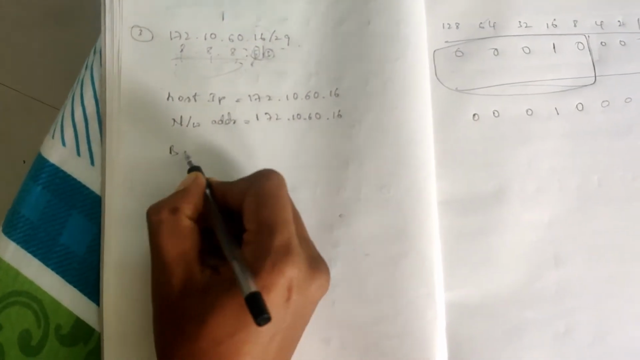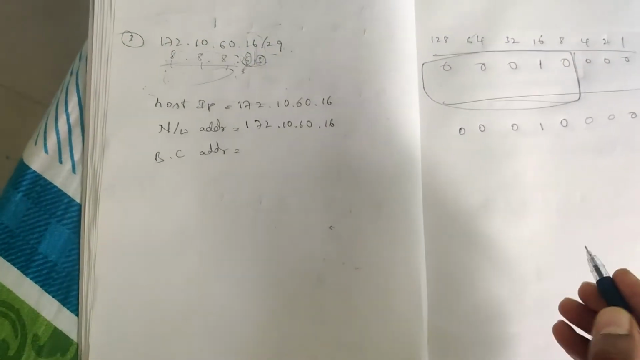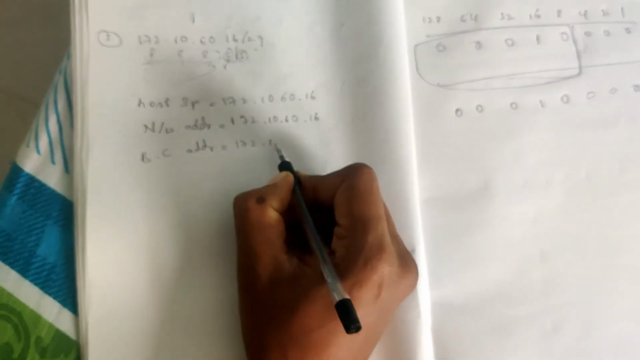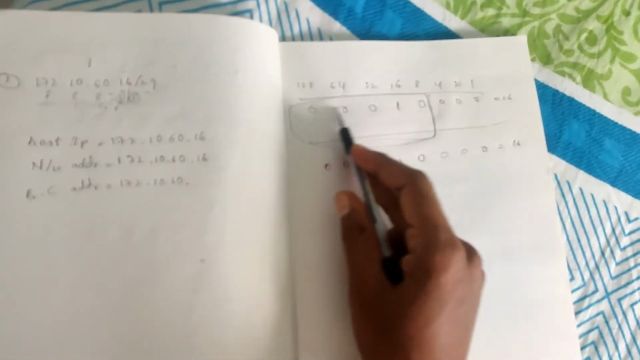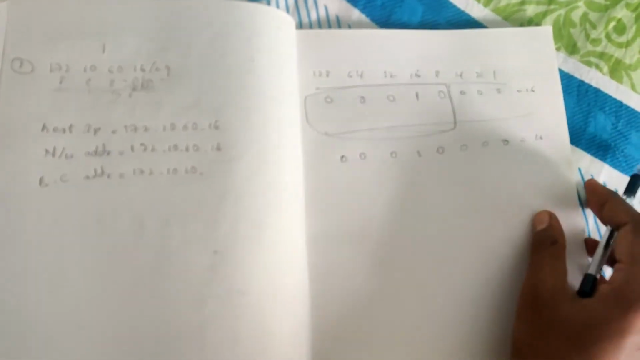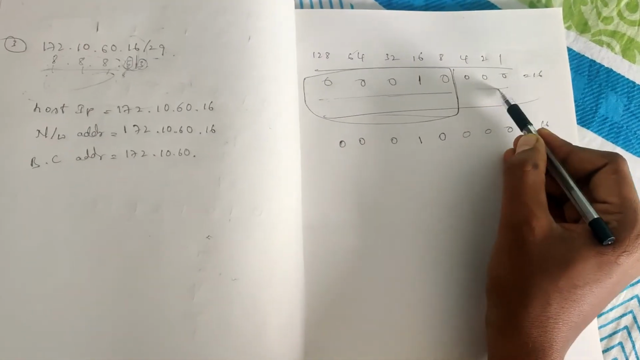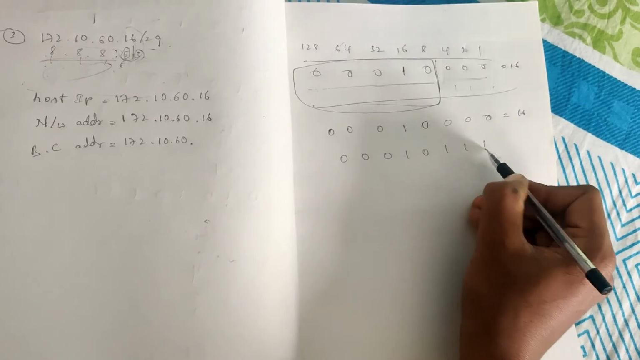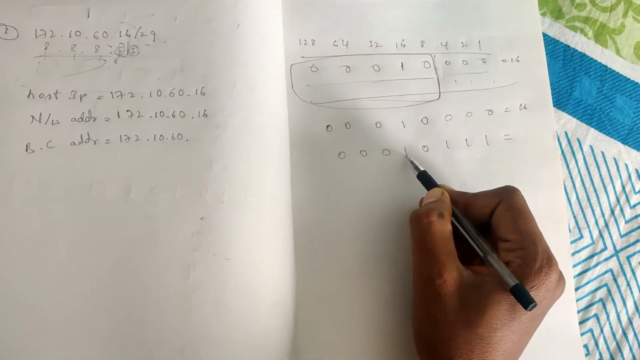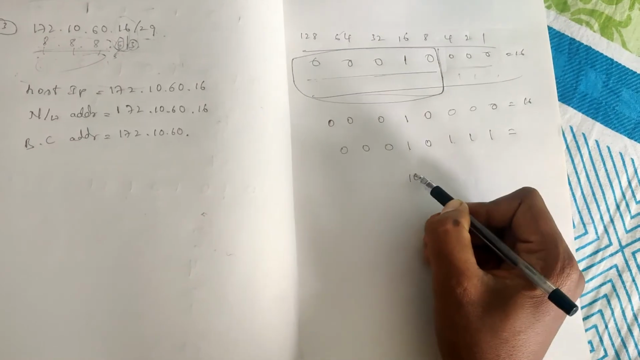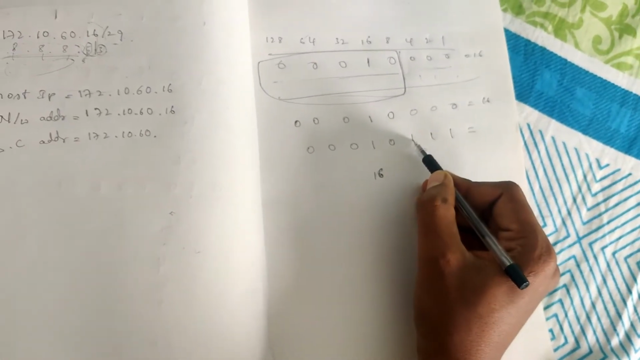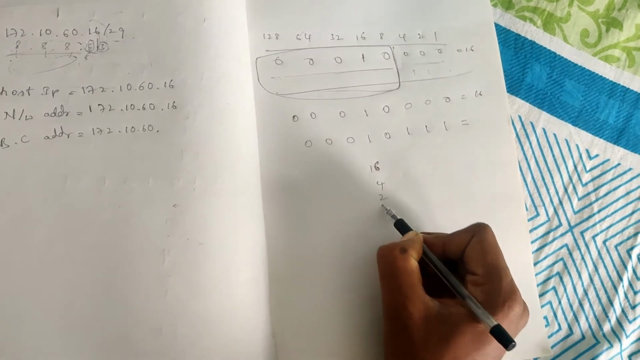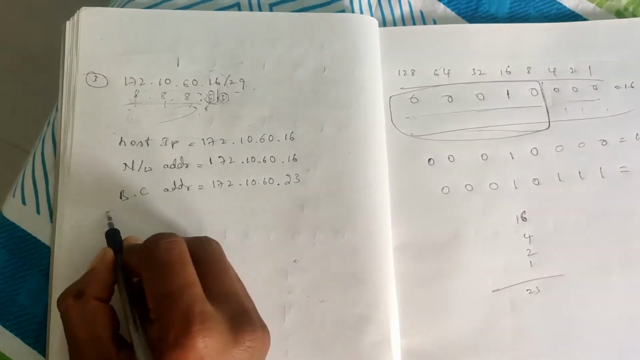Next, coming to the broadcast address. Again the same thing: 172.10.60 are fixed, and here from the host IP address the 5 bits are fixed and the rest are turned on. That means 0 0 0 1 0, and the rest are turned on, 1 1 1. What is the value of this one? This is 16, this is 4, this is 2, this is 1, 16 plus 7 is 23. So it is 23. This is your broadcast address.